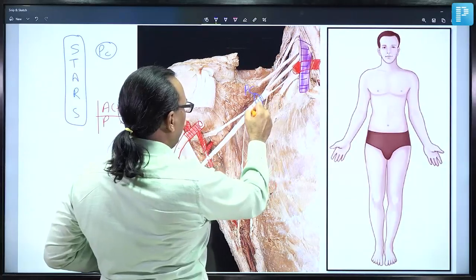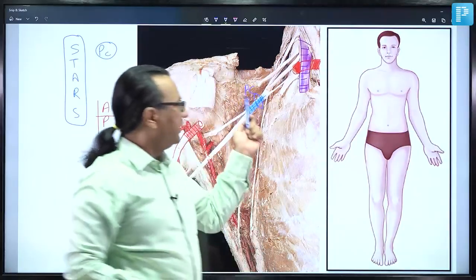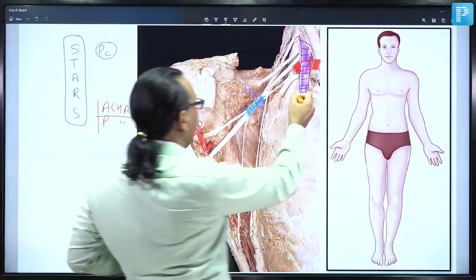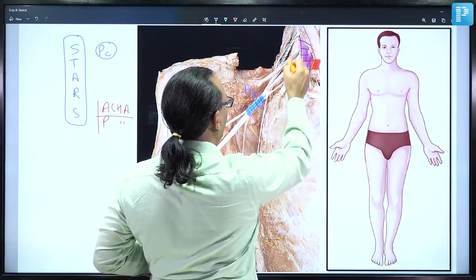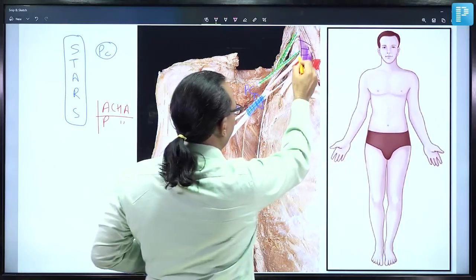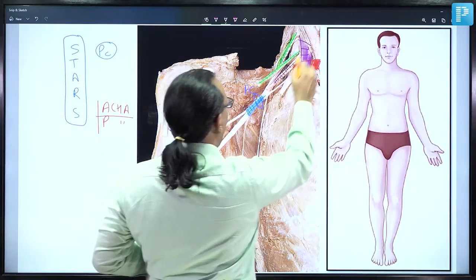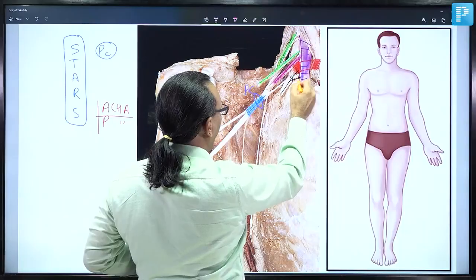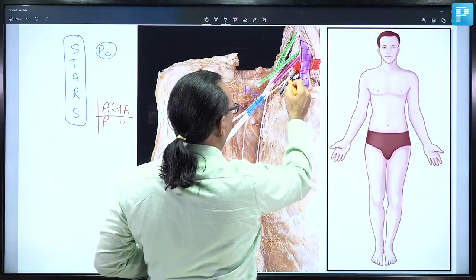Now, this is the posterior cord of brachial plexus, and it was formed by posterior divisions of the 3 trunks of brachial plexus. You can see again, this is C5 root, C6 root. Together they are going to join and form upper trunk of brachial plexus, whereas this is C7 root forming the middle trunk, and then C8 and T1 roots together joining to form the lower trunk of brachial plexus. So this is the lower trunk.